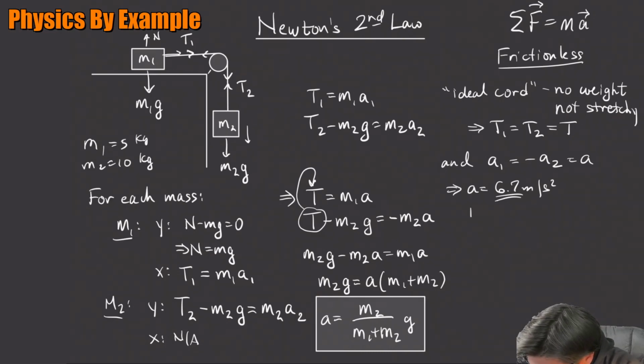What's the tension in the rope? That's kind of an interesting thing. The tension in the rope is, what was it? M1 times A, right? Well, there's my A. Multiplied by 5, what do I get? 33 newtons. Very cool. So this is how we're going to solve.